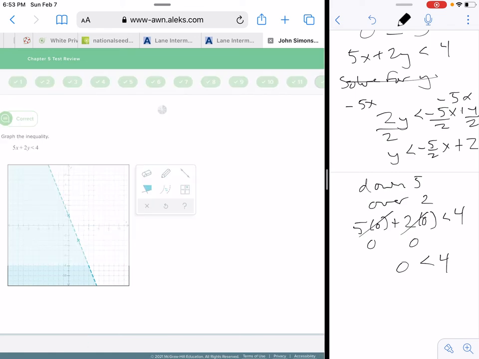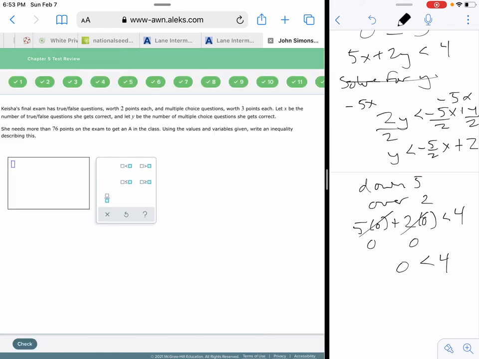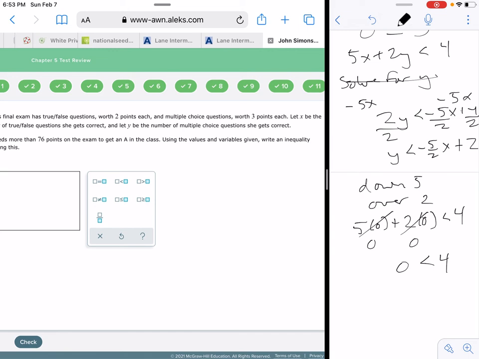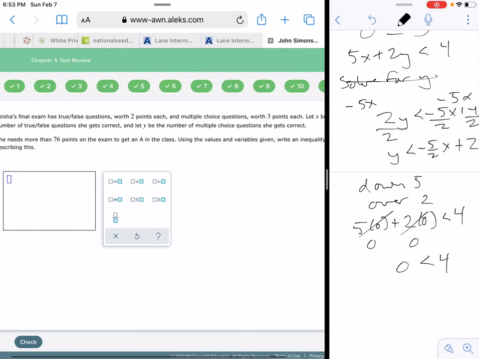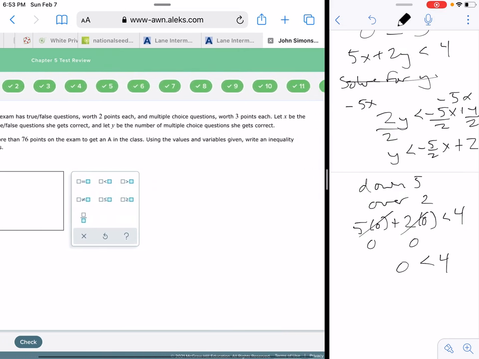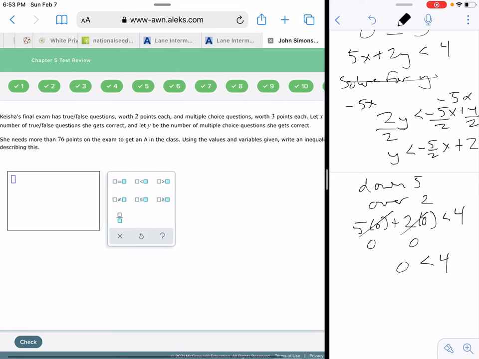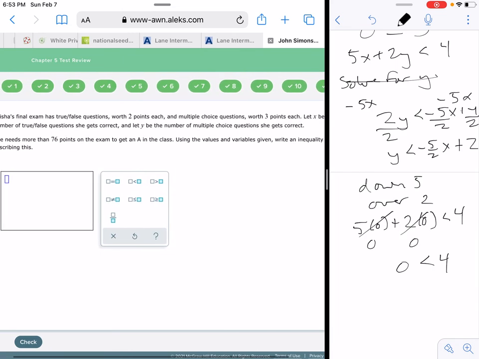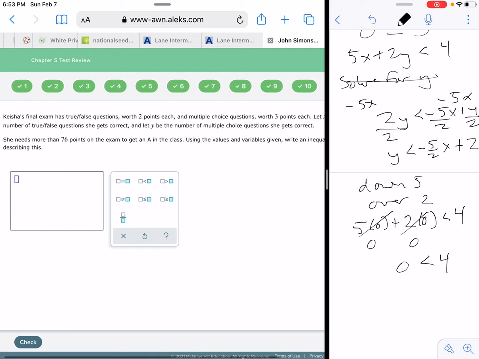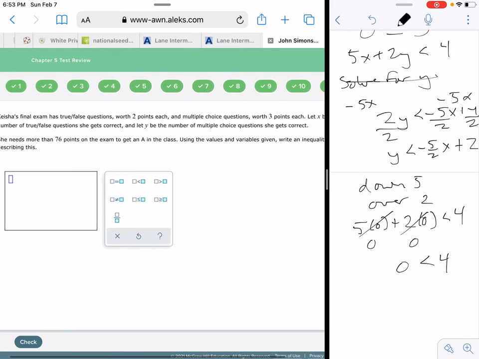All right, we got one more problem to do, guys. Let's do this. All right, so word problems. We love word problems. All right, so it says final exam has true-false questions worth 2 points each and multiple choice questions worth 3 points each. Let X be the number of true-false questions she gets correct, and Y is the number of multiple choice questions she gets correct. She needs more than 76 points on the exam to get an A in the class.